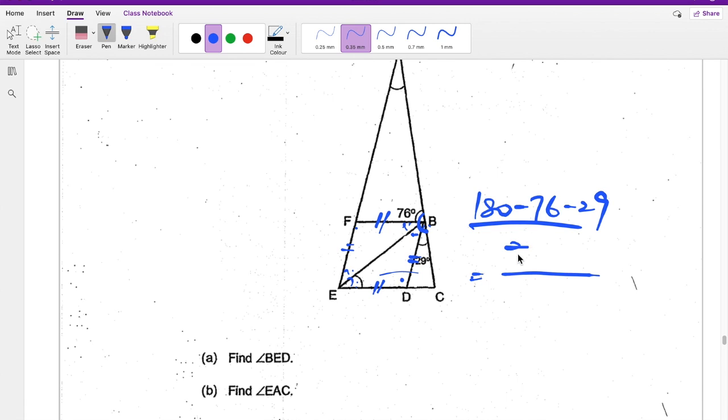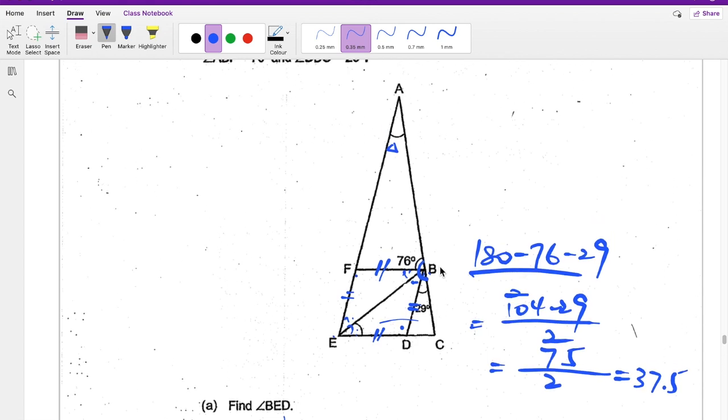So this one is 104 minus 29, 75 divided by 2, right? So this one is 39.5 degrees, right? Same as EAC, this angle, right? So how do we calculate this angle?